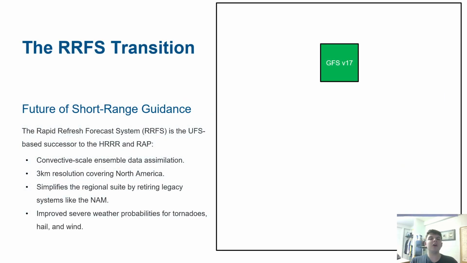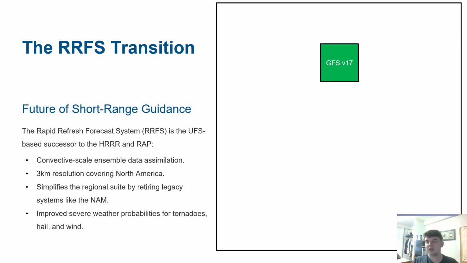So let's talk about the RRFS transition. This is the future of short-range guidance. The RRFS is going to be the successor to the HRRR and the RAP with convective scale ensemble data assimilation there to help with radar, satellite assimilation, things like that. 3-kilometer grid resolution that matches the HRRR. Simplifies the regional suite. The legacy NAM is being retired entirely. And, in theory, improved severe weather probabilities for tornadoes, hail, and wind will be forecastable. There are some limitations there, and we'll talk about that in just a second.